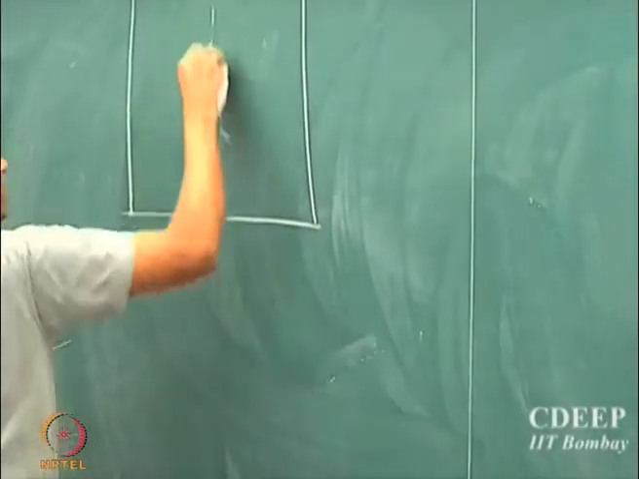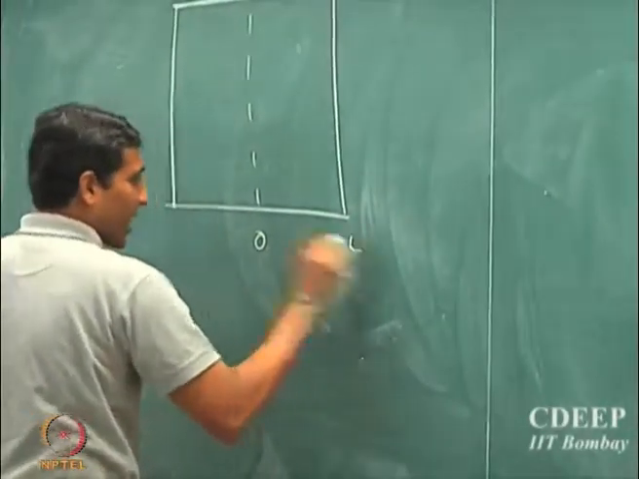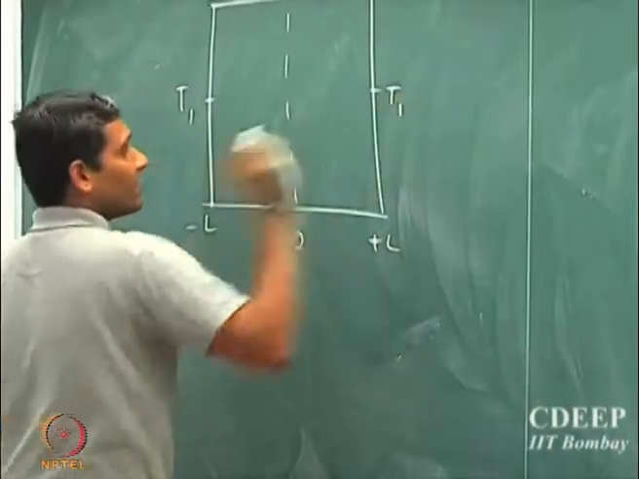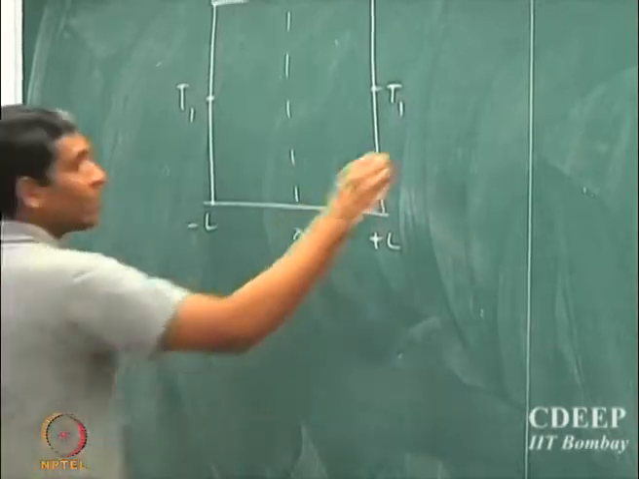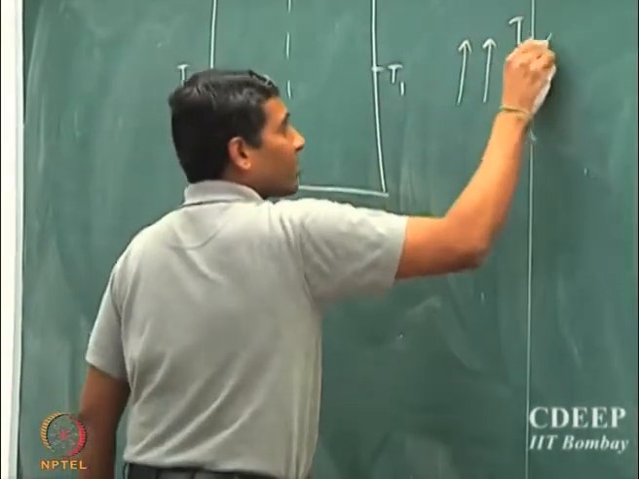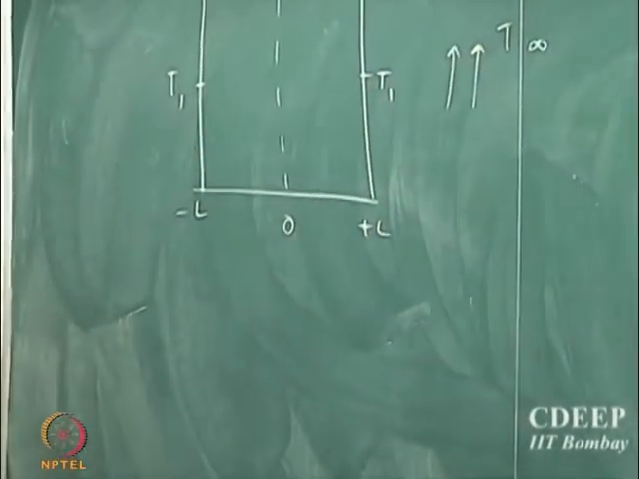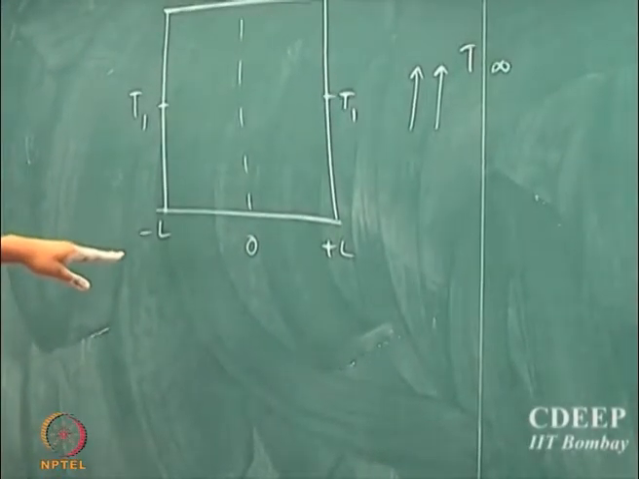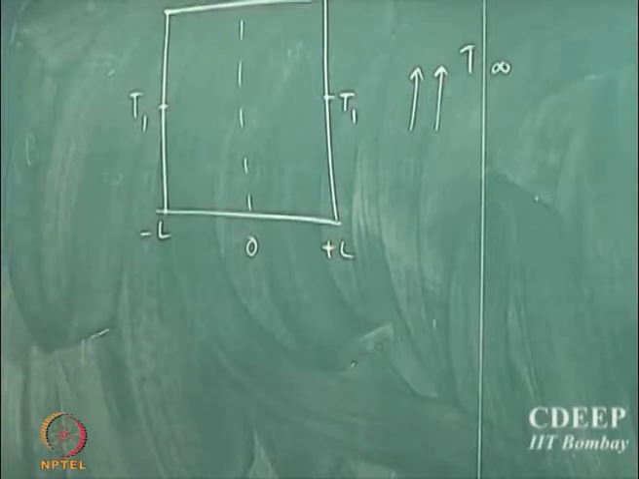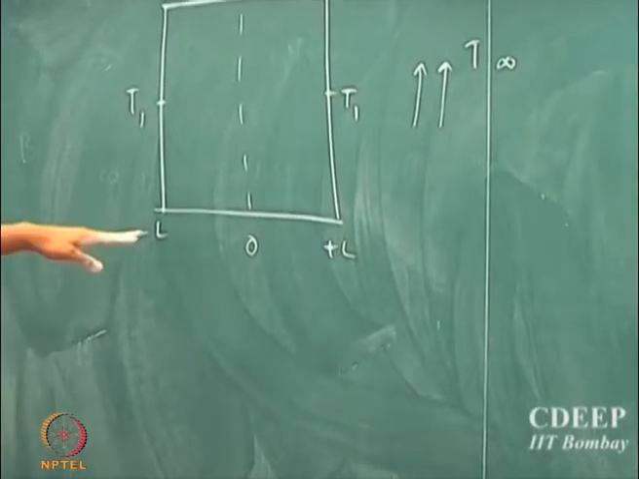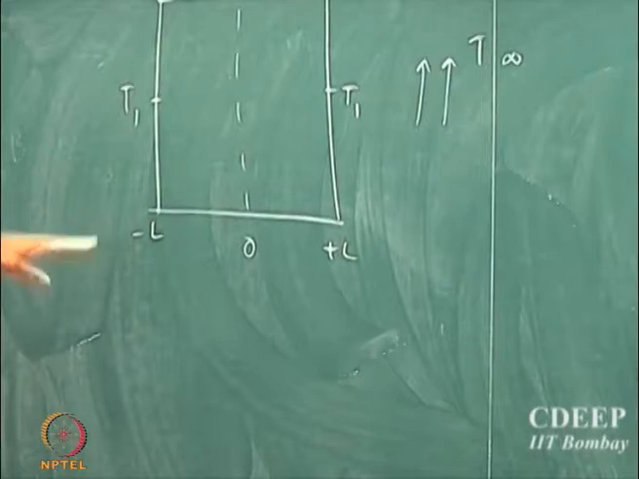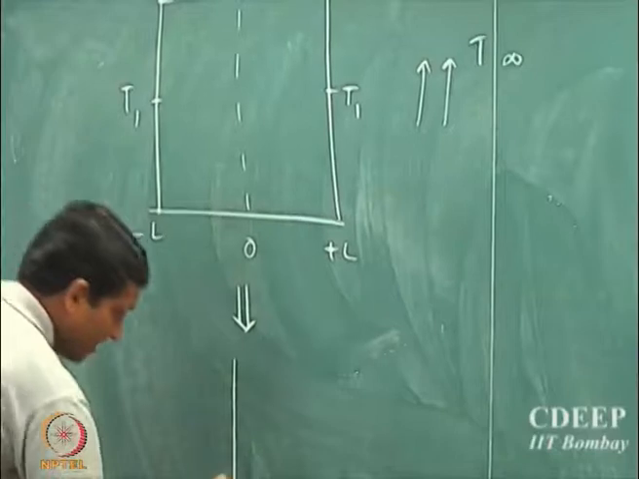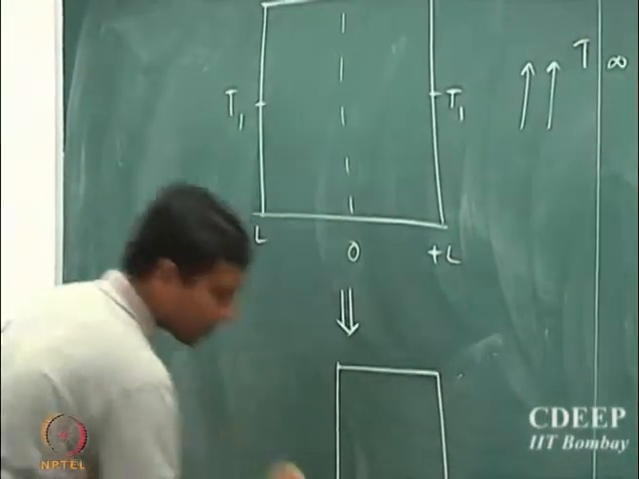So supposing you have a slab, and this is plus L, minus L, and let's say the temperature here is T1, and the fluid which is flowing around is at temperature T infinity. So let's write the model, and in fact we can check whether the temperature profile that we intuitively guessed is the same as what we would predict from the model. So this is equivalent to a half slab.